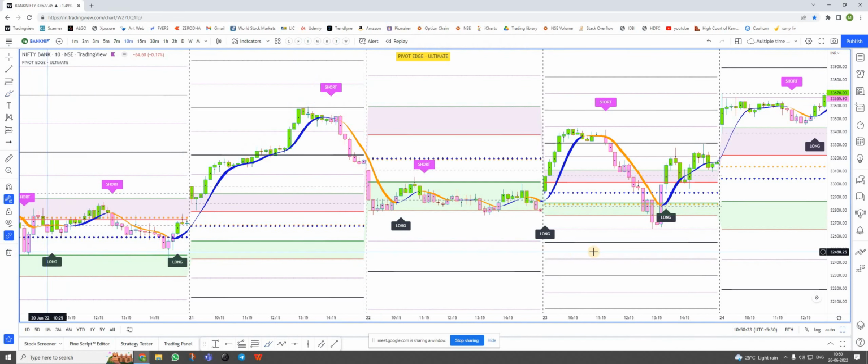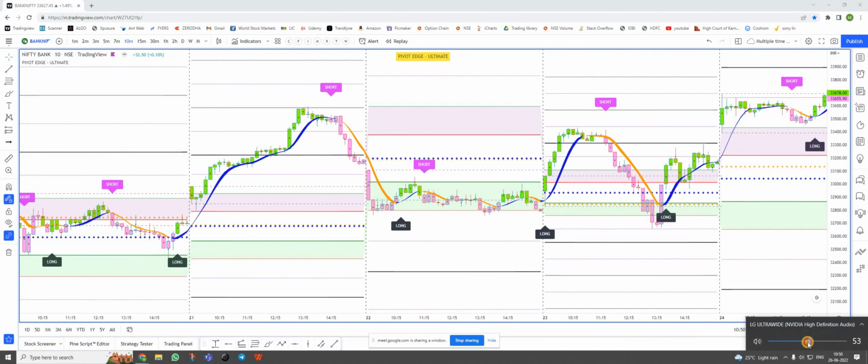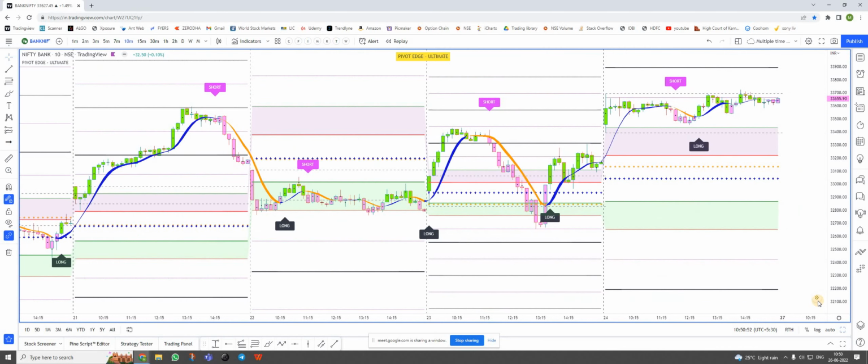Okay, sir. Whenever we see the long command, we need to buy, and whenever we see the short, we need to sell it, correct? Yes. Okay. So how do we handle a sideways market, sir? In sideways movement, it will give you too many signals. During that time, you can avoid taking trades.